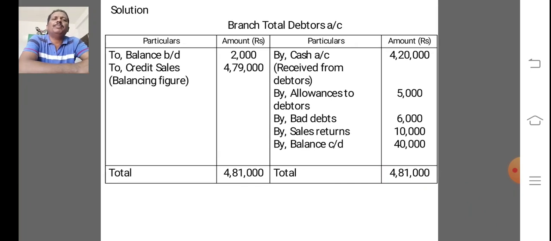So first we prepare branch total debtors account because credit sales is not given in the problem. To balance brought down 2,000, by cash account credit cash received from debtors 4,20,000, by allowances to debtors 5,000, by bad debts 6,000, by credit sales returns 10,000, and finally by balance carried down 40,000. Credit side total is 4,81,000. The difference is 4,79,000, which is the credit sales.